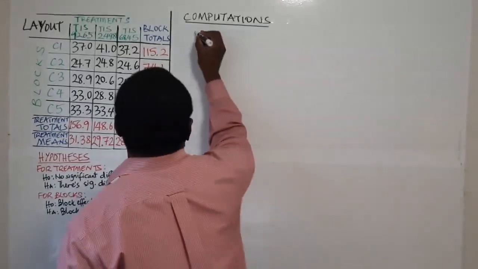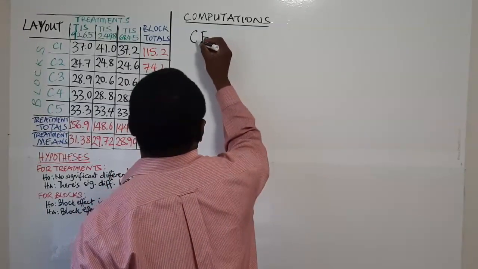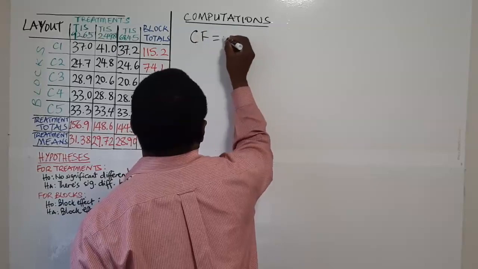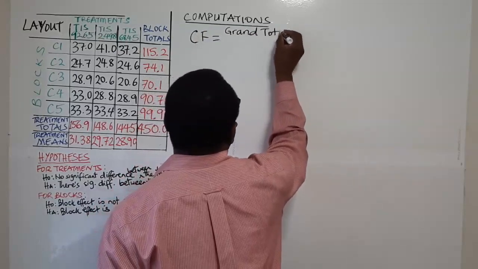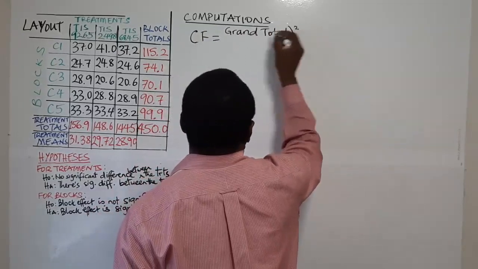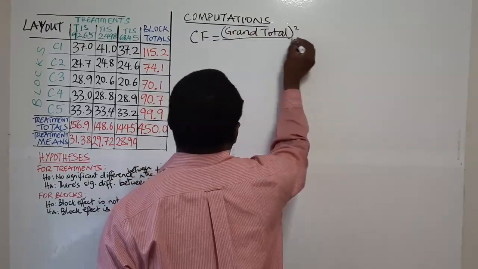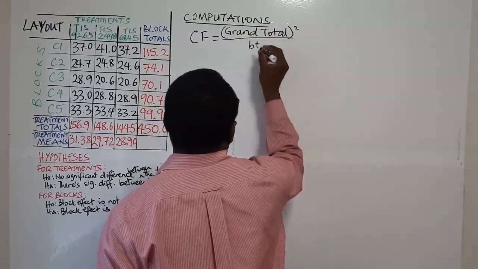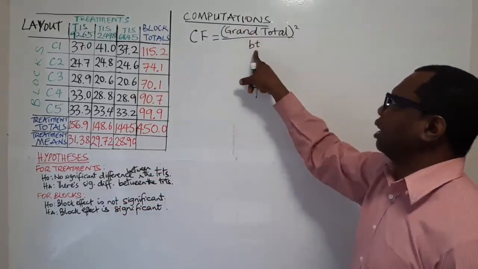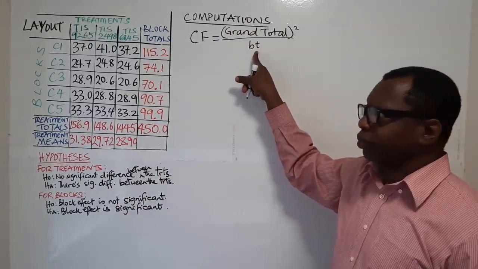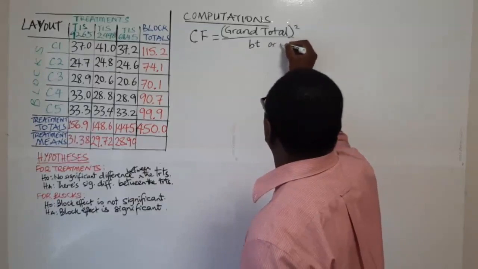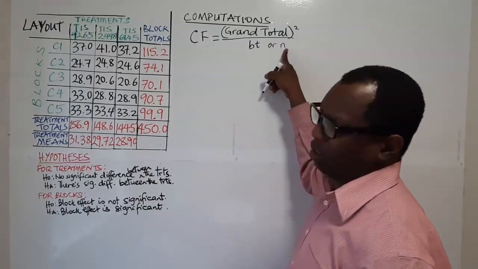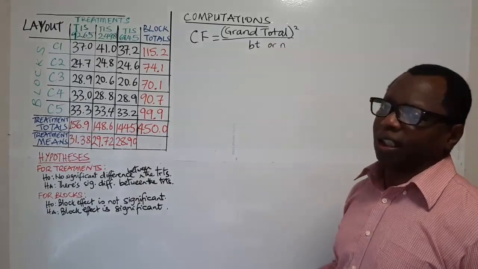As usual, the first thing we compute is our correction factor, CF. And don't forget the same formula as we did under completely randomized design: grand total squared all over BT. In block design, the divisor is BT or N. You are still correct if you use N or BT.